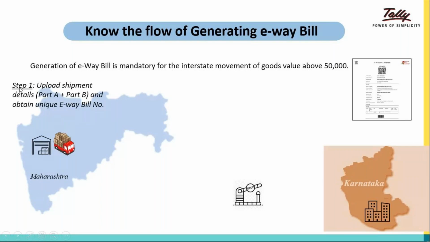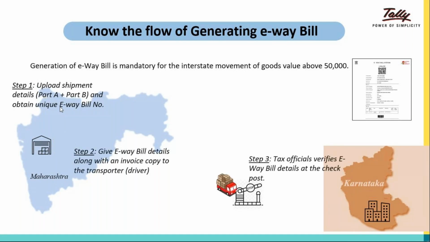The first step is to upload the shipment details. That means first we have to fill in the part A and part B details, and then we will obtain the e-way bill. So we must visit the GST portal in order to generate the e-way bill. We need to provide part A and part B details, and then we will obtain the e-way bill. So that is step one.